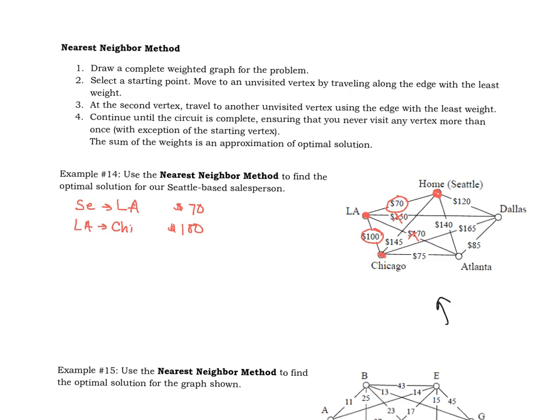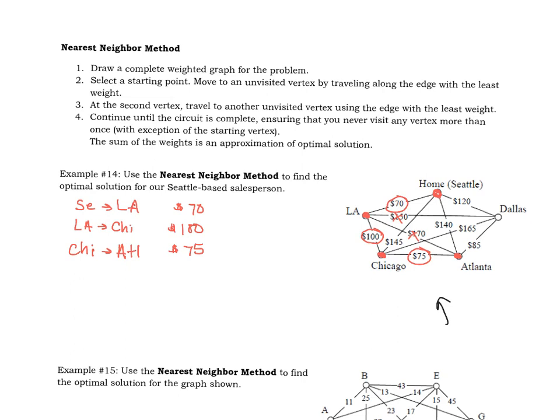So now I'm in Chicago. So my choices are 145, 165, 75. $75 is my cheapest route there. So I'm going to go to Atlanta for $75. Okay, so now I'm in Atlanta.